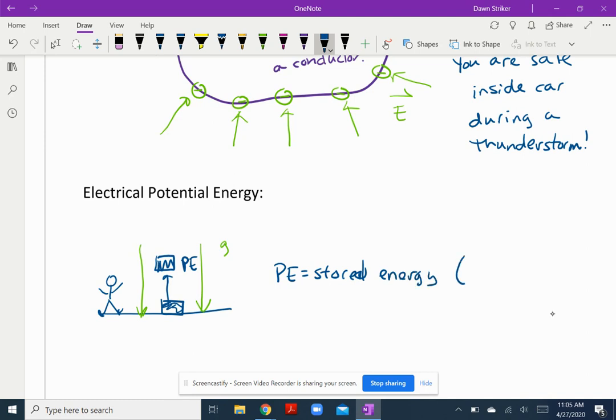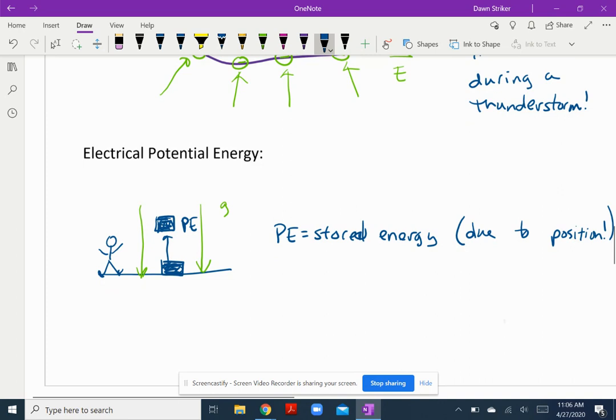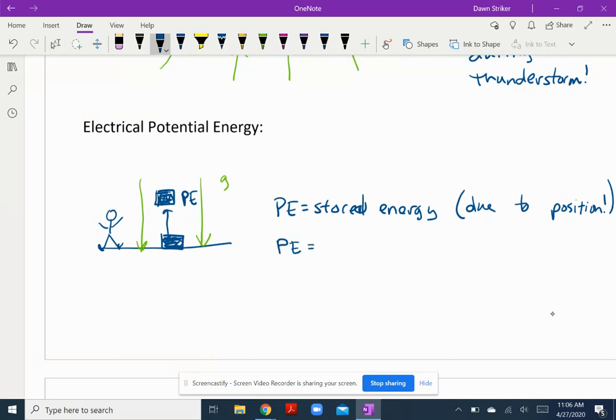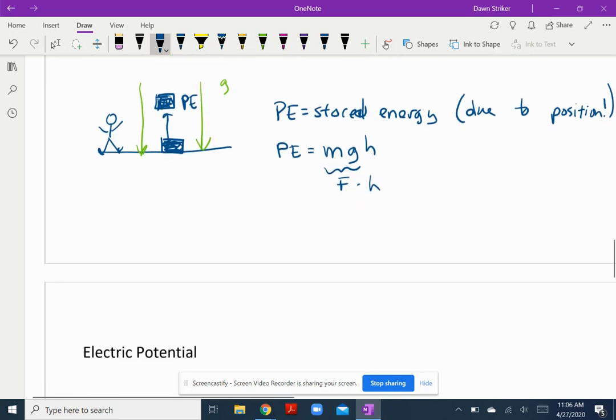And we describe potential energy as stored energy. In fact, it's stored energy due to position. Why? Because that mass would like to be on the ground. And if we lift it up, it's going to move to the ground as soon as we let it go. So that's stored energy, potential energy, which we described as mass times gravity times height, or really force of gravity times the height or the distance. So remember that. All right, so now what about electrical potential energy?